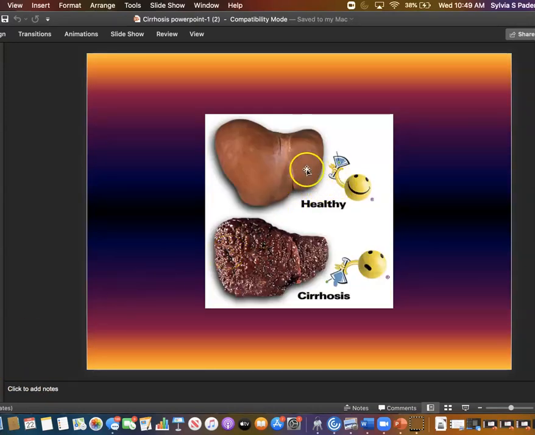As you can see, that's a healthy liver, and that looks like a marinated steak. So the time it takes for the liver to go from this to this is very significant.